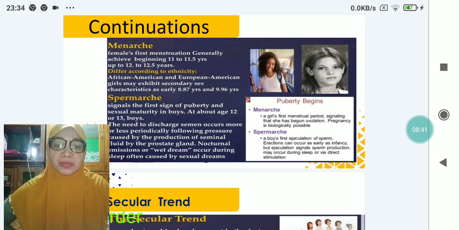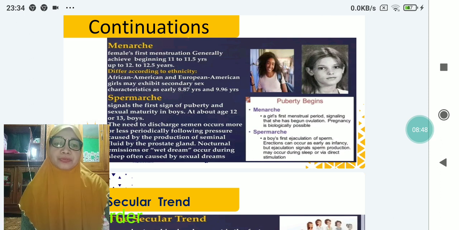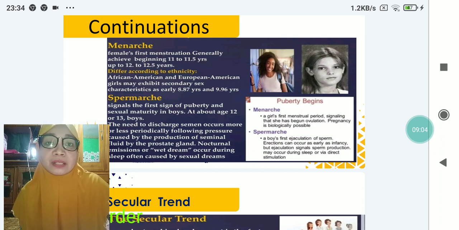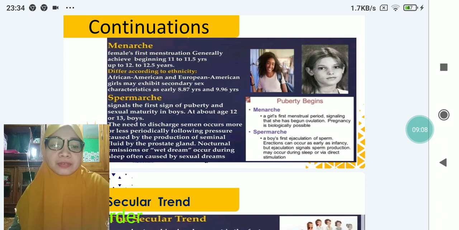Continuations. Menarche, the female first menstruation, is generally achieved beginning at 11 to 11.5 years old, up to 12 to 12.5 years old. It differs according to ethnicity. African American and European American girls may exhibit secondary sex characteristics as early as 8.87 and 9.96 years.